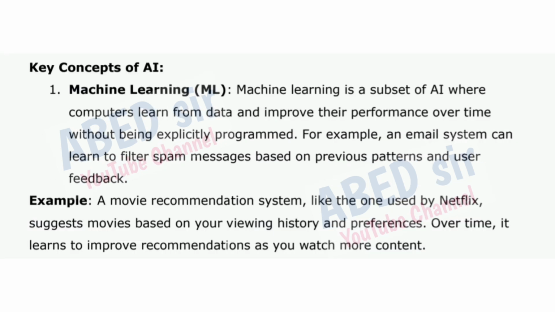Key concepts of AI. 1. Machine learning, ML. Machine learning is a subset of AI where computers learn from data and improve their performance over time without being explicitly programmed. For example, an email system can learn to filter spam messages based on previous patterns and user feedback.